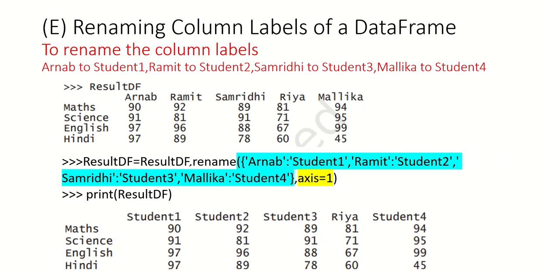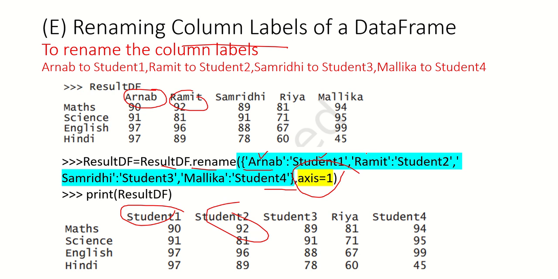Similar is the case with renaming the column label. So the only difference that we have is axis equal to 1. That's the only difference that we have. Similar one, DataFrame dot rename, all the renaming options have to be put inside the dictionary part, and this is our old name and this is our new name. See, Arnav, that means we are changing the column label. So Arnav has changed to student 1, Remit has changed to student 2. So this will be the second key value pair, and in the third key value pair Samriddhi will be converted to student 3. This way it gets changed.